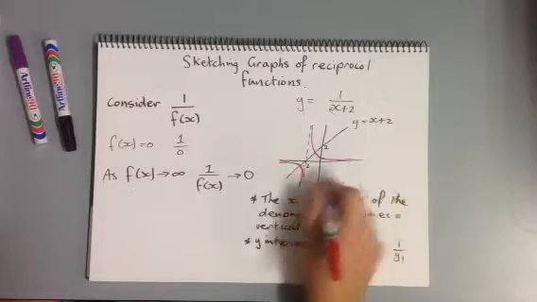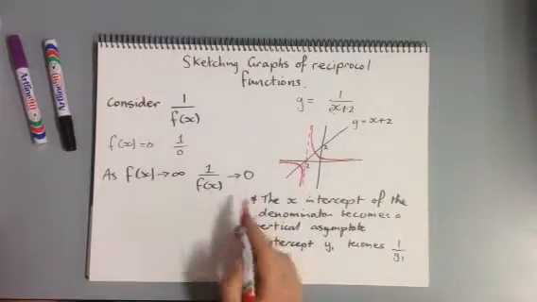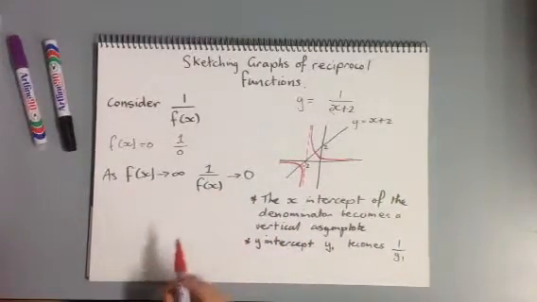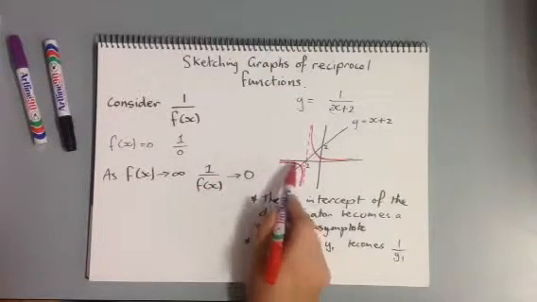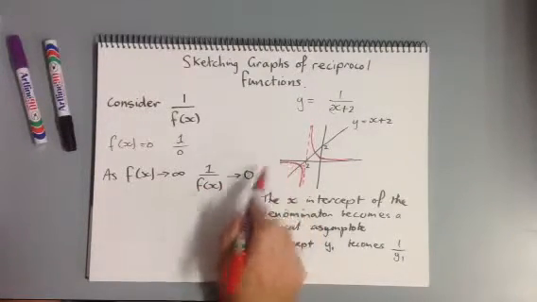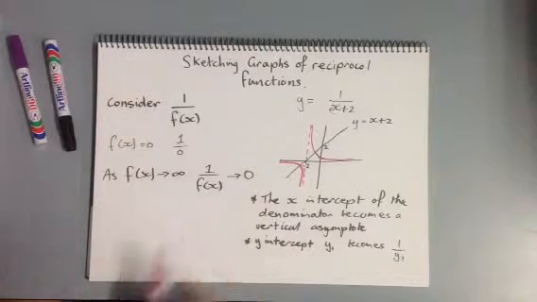So you can see that in here. Similarly, if we have a really large but negative value for f of x, then we still approach 0. It's just that we approach it from the negative side. So that's the first worked example.